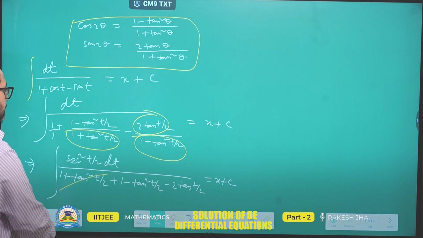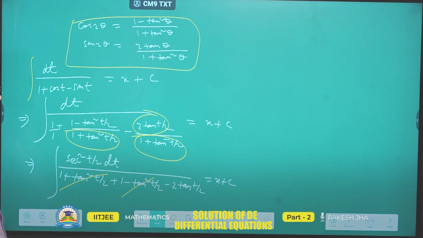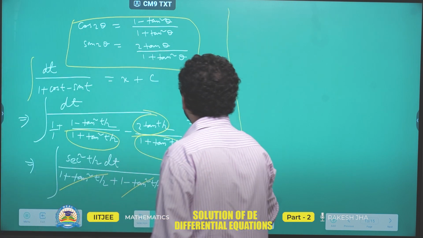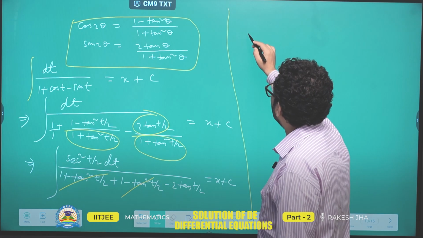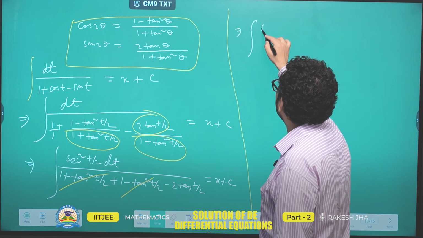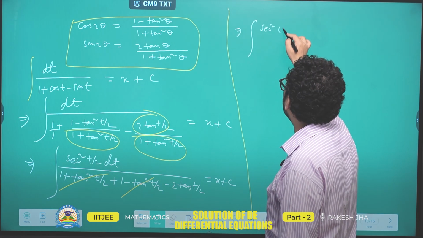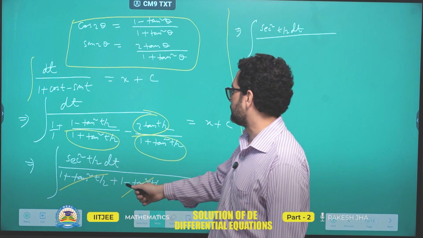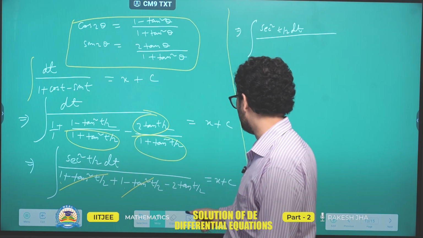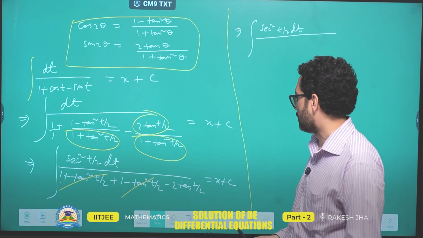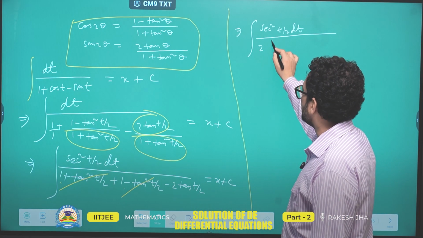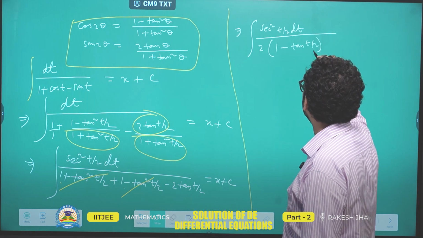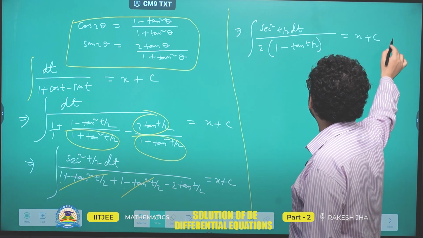Here tan square t by 2 and tan square t by 2 got cancelled, and now we are left with the integral of secant square t by 2 dt upon 1 plus 1 is 2, and here 2, so we can take 2 common. It would be 1 minus tan t by 2 is equal to x plus c.